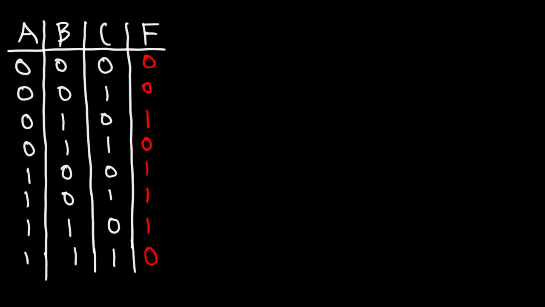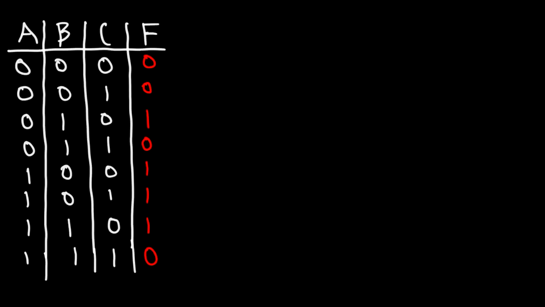Consider the truth table shown on the screen. How can we take the data in this truth table and write a function using the variables a, b, and c? Enter Karnaugh maps. The Karnaugh map will be very helpful for us to write a function that describes this truth table.